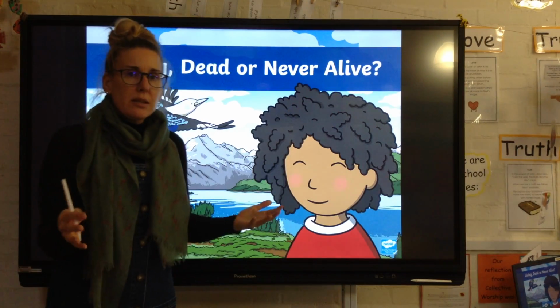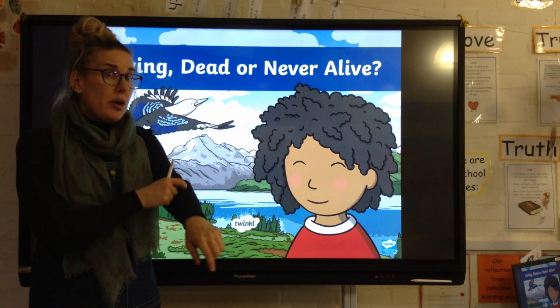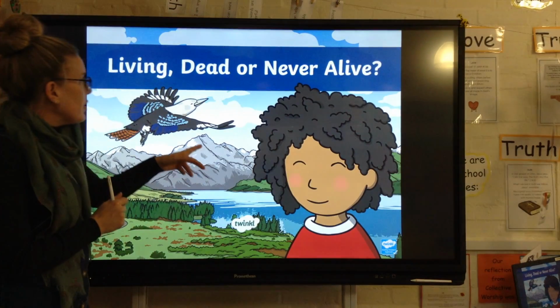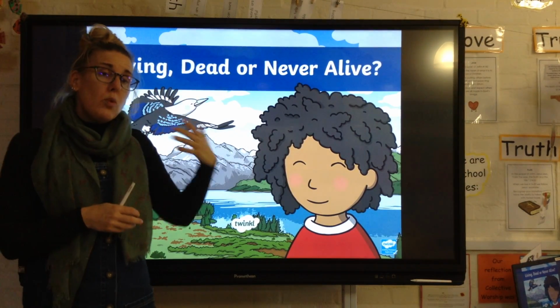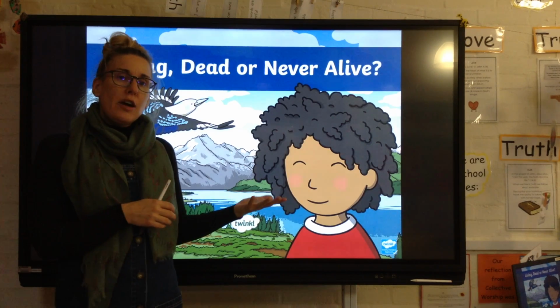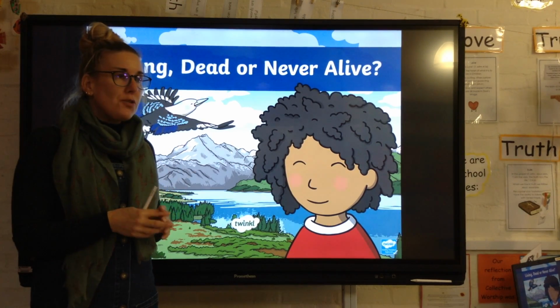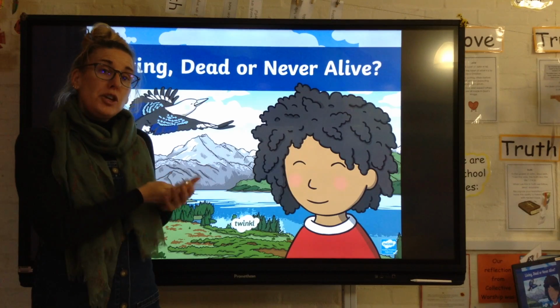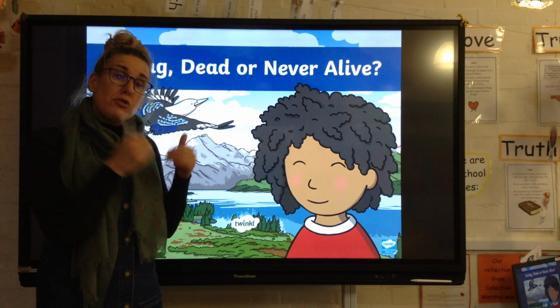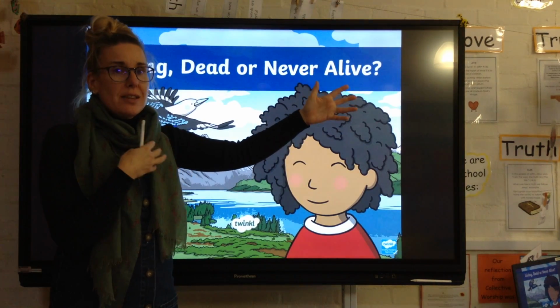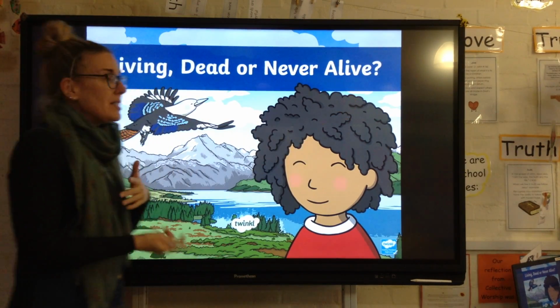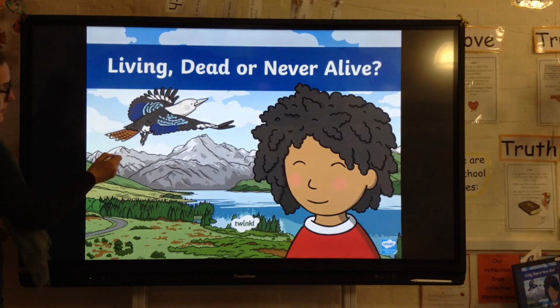So some things are alive. Hopefully I'm still alive. Yep, I can feel that, I'm alive. Now dead, something that's dead is something that was alive but isn't alive anymore. So maybe if you were to find a snail shell, that used to be alive because there used to be a creature that lived in there, but now it's dead. And never alive, so that's something that never was living.